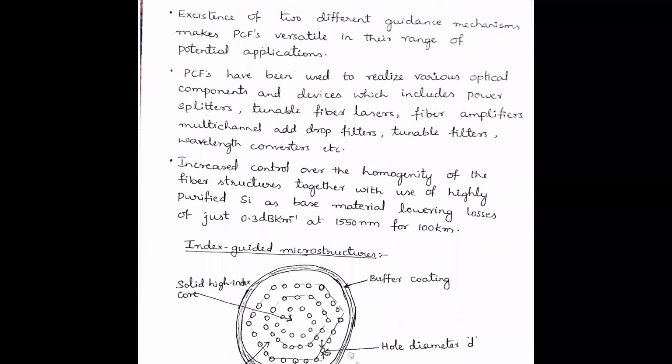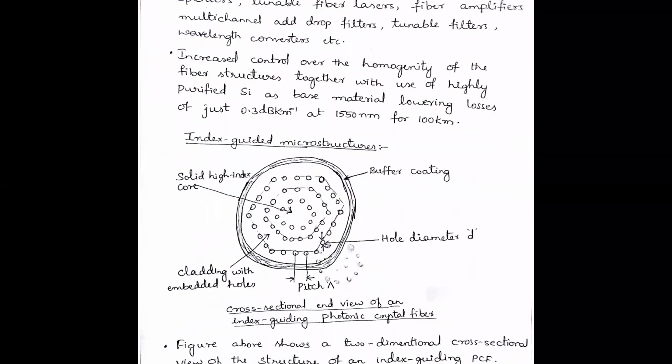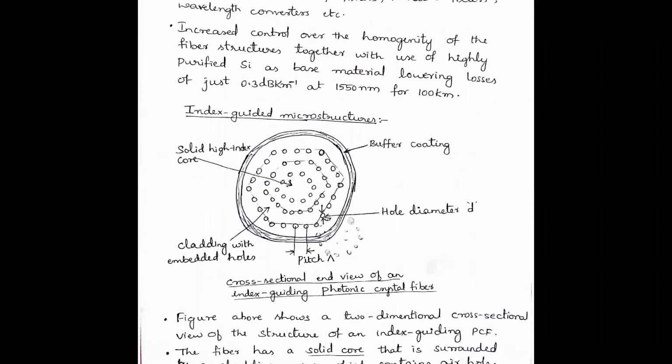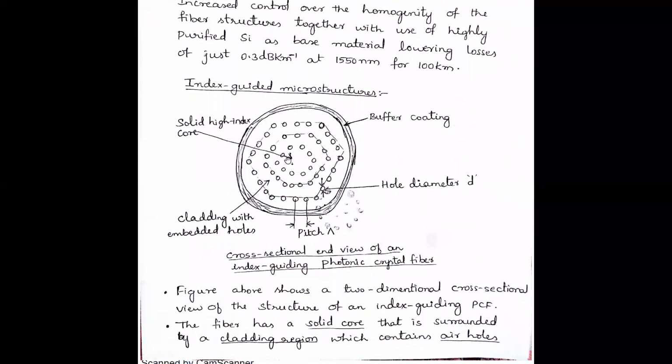So this is the structure of index guided microstructure, which is a specialty fiber. You can see we have a solid core with a high refractive index, and the cladding is made up of uniformly arranged circular or hexagonal shape of air holes. And we have a parameter called pitch. Pitch is nothing but the separation between two adjacent air holes, that will define the wavelength or the property in which the optical fiber is going to operate.